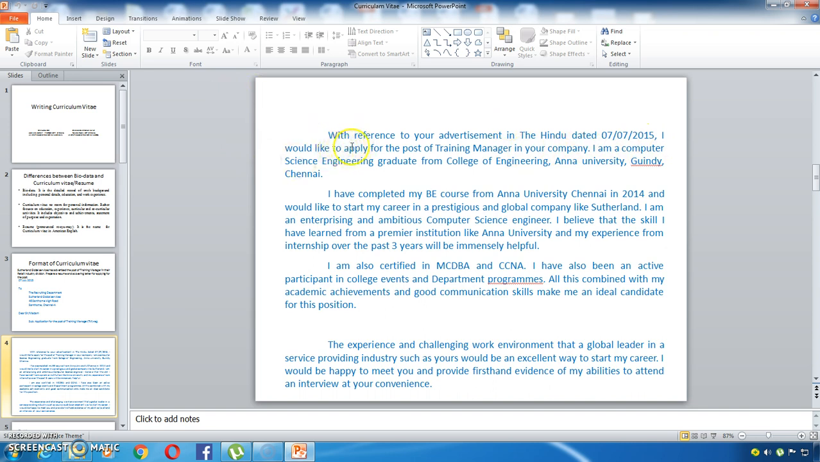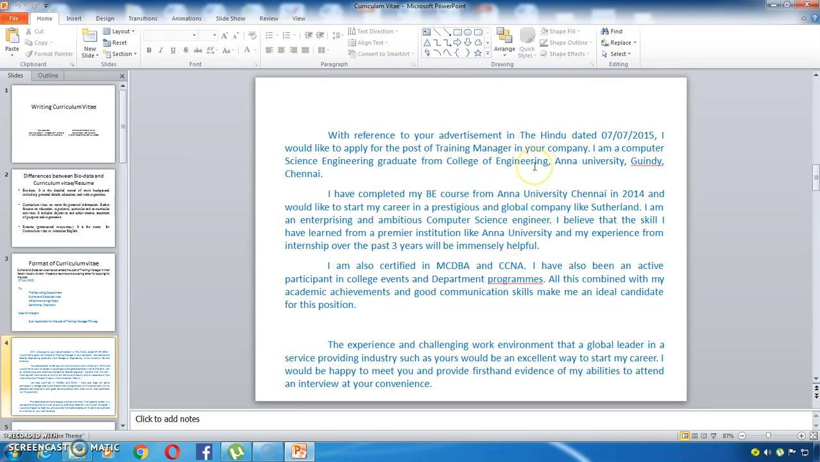Actually, you have to write here how you came to know about this posting. How did you know about this chance? Right? So you have to write with reference to your advertisement in the Hindu paper dated the date. I would like to apply for the post of training manager in your company. I am a computer science engineering graduate from College of Engineering and University again Chennai.